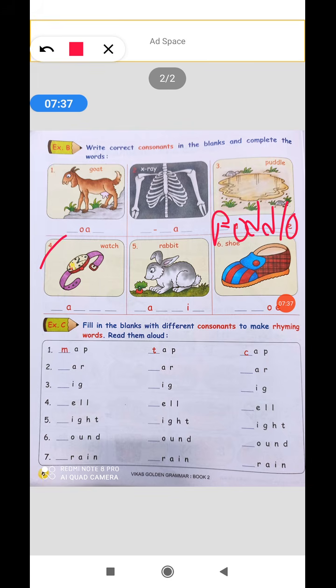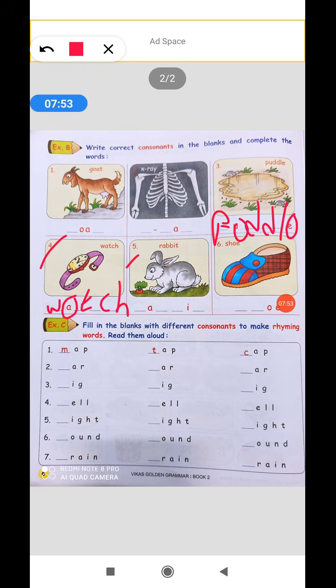What is this? Watch. Again they have written the vowel. We have to write consonants. So W is a consonant letter. T-C-H. Watch. Yes. Moving to the fifth one.